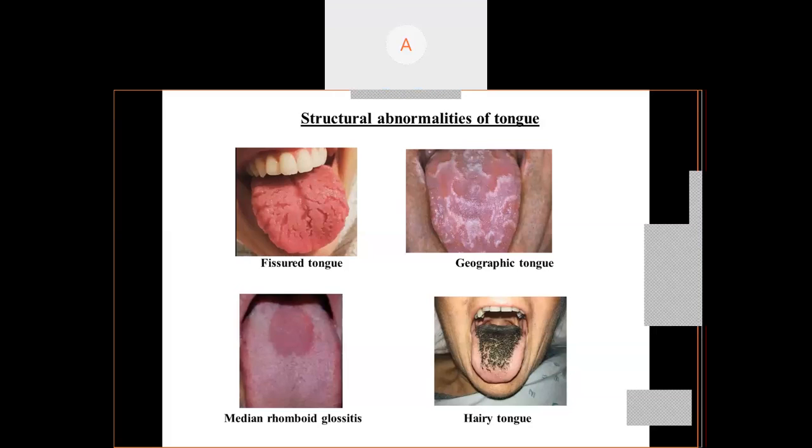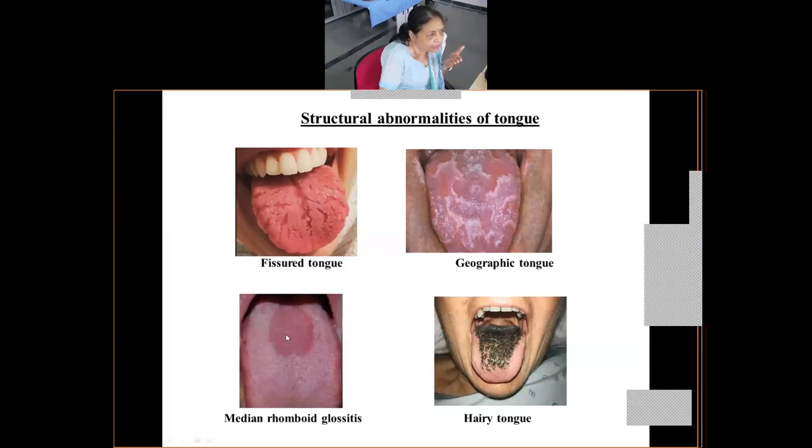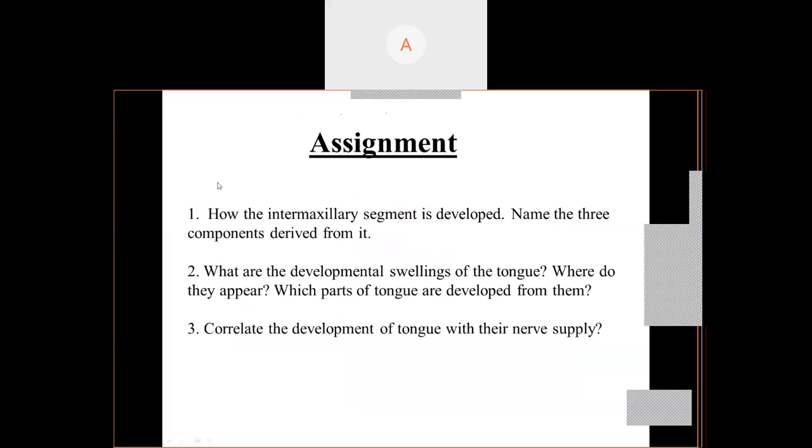Ma'am, can you repeat the third picture, the median rhomboid glossitis? Why is it caused? It is a smooth part of the tongue, and glossitis means inflammation of the tongue. Inflammation may occur here, so that is known as median rhomboid glossitis. Itis means inflammation. When there is inflammation, there will be pain, so sometimes there may be pain if there is glossitis. Okay. Yes, ma'am. Thank you, ma'am.